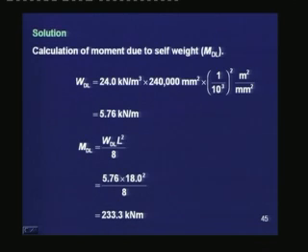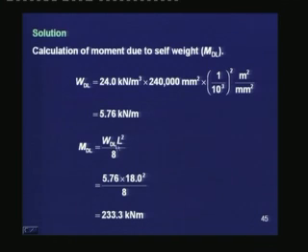Next, we are moving on to find out the cracking moment. First, we are calculating the moment due to self weight. We are calculating the weight per unit length of the beam as the self unit weight of the concrete, which is equal to 24 kilonewton per meter cube times the area, and then a factor to convert the millimeter square to meter square, and then we get the weight per unit length equal to 5.76 kilonewtons per meter.